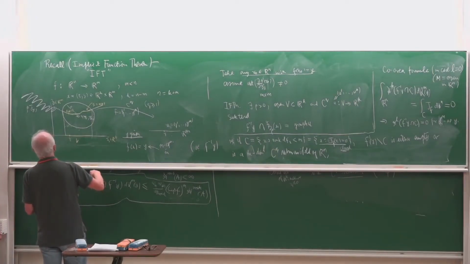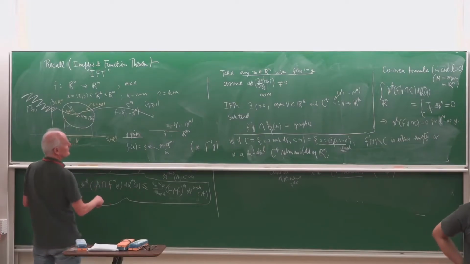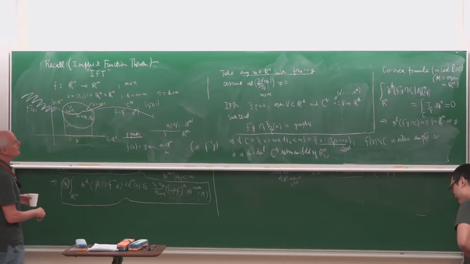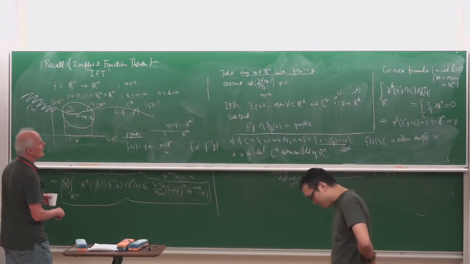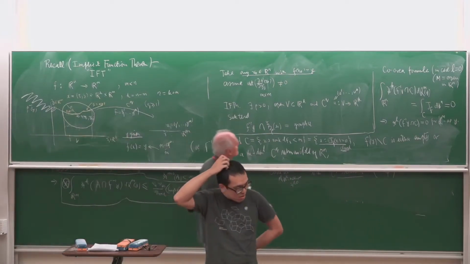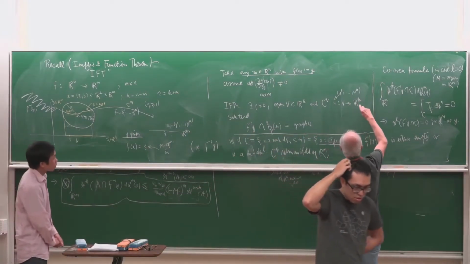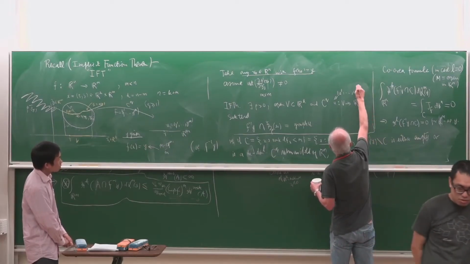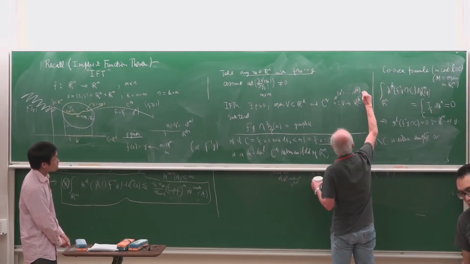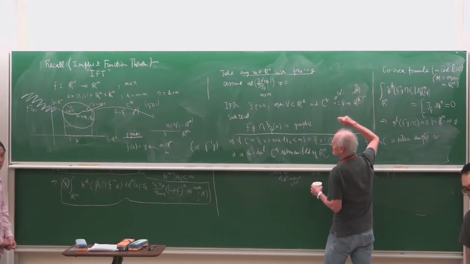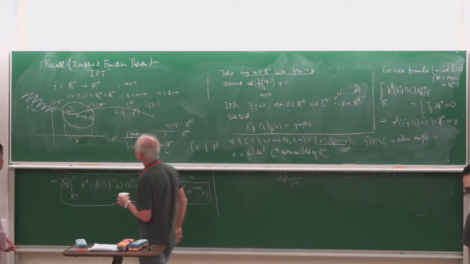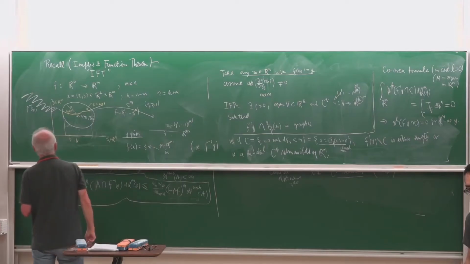This should be... I've got something wrong there. Let's see. U is the map into R^M, right? Yeah, I think that should be M. Is that correct? Does that look right now?